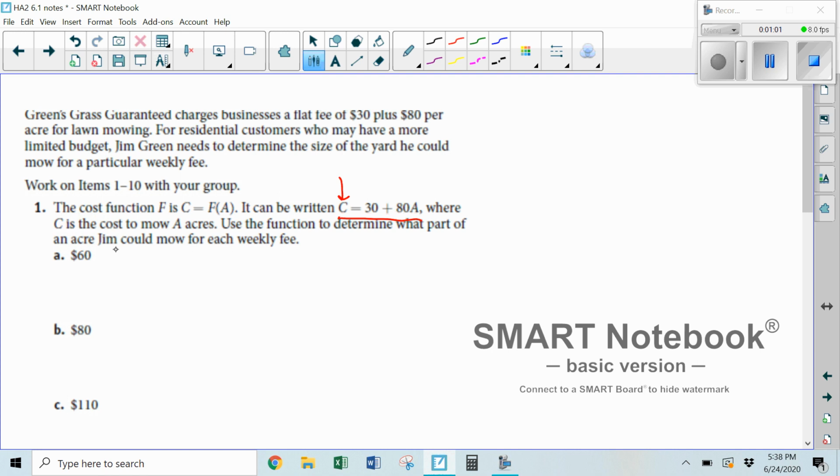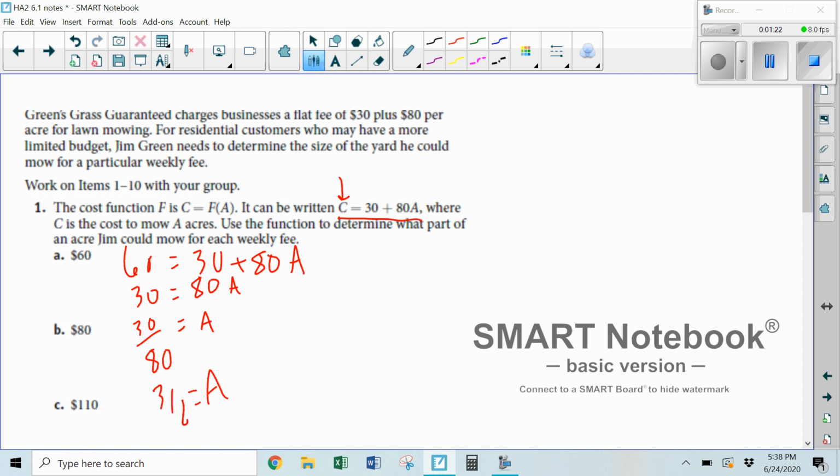So I can walk through the first one with you. The cost is 60. Of course, I'm going to subtract 30, divide by 80, and we can simplify that because those are both divisible by 10. So he can mow 3/8 of an acre. This is for part A. 3/8 of 1 acre.